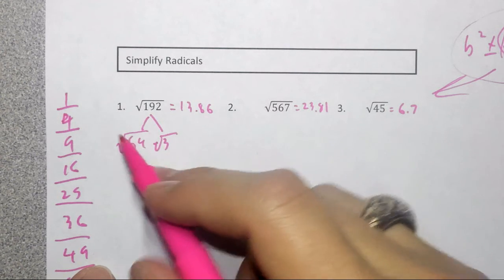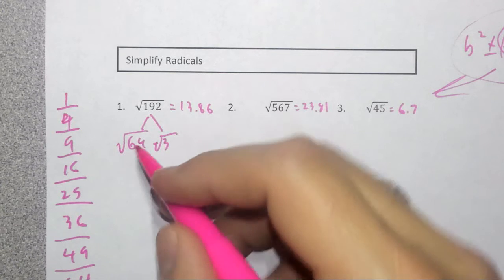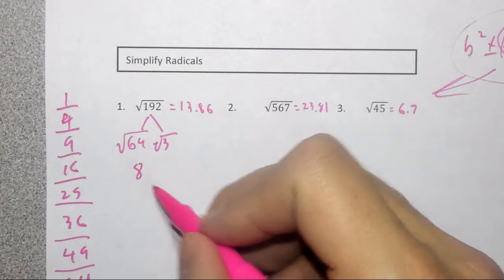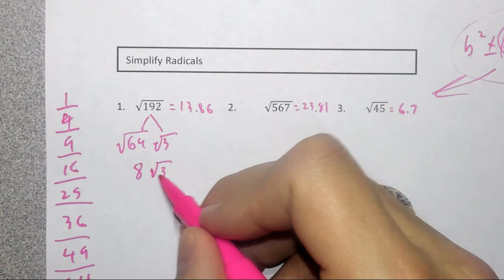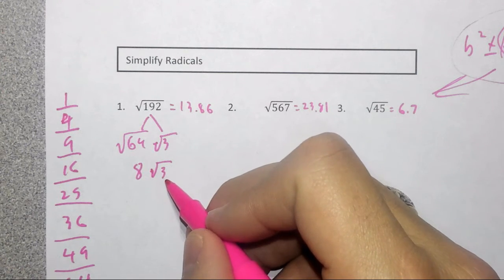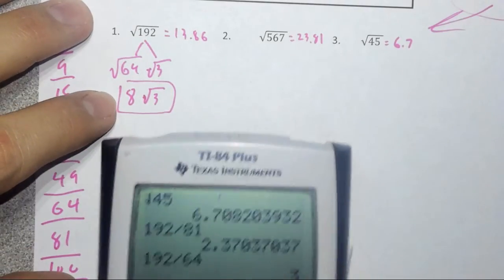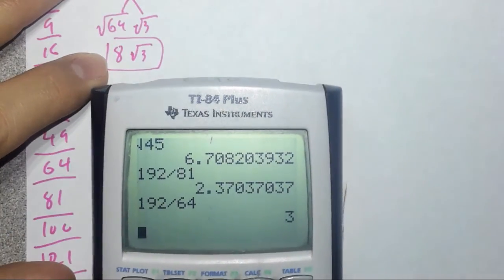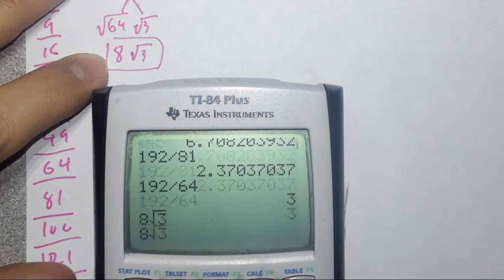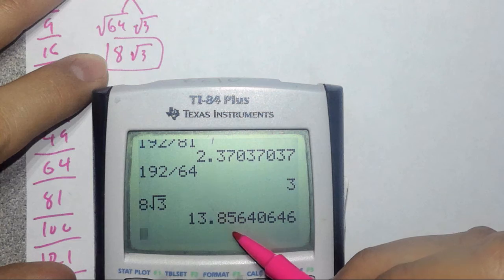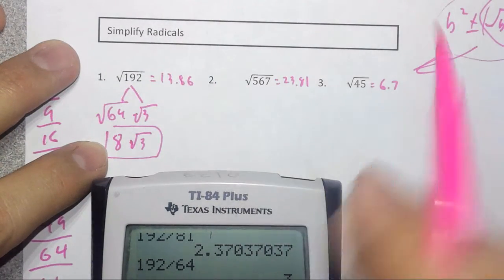The reason I looked at these perfect squares is because the square root of 64 is 8. So this value here is 8 times square root of 3, and this is the answer I'm looking for. If you want to check to make sure that works, put 8 square root of 3 in the calculator, and you get 13.86 again, and that matches what we got here as the decimal form.